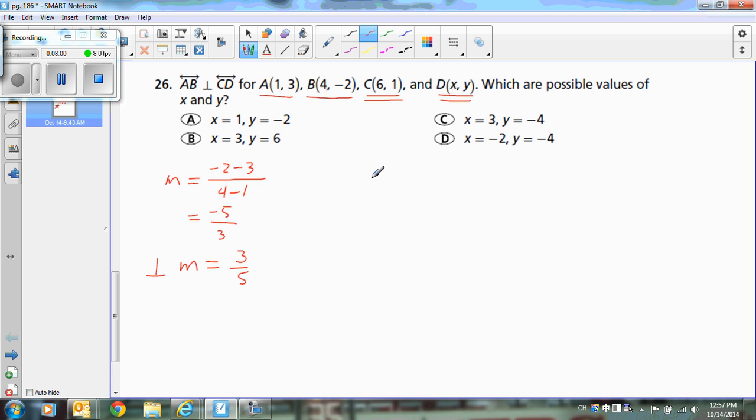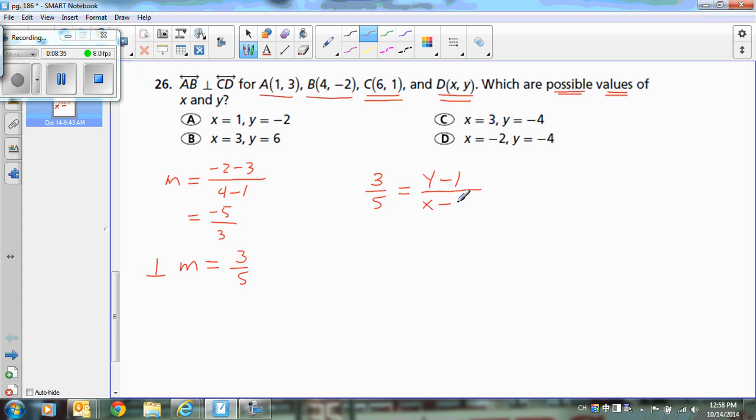Now, notice that it says which are the possible values of x and y. So we may have to do this two different ways. So I'm going to do it one way. I'm going to take the slope of line CD. Line CD would have a slope of 3/5. Remember, it's the opposite reciprocal of the slope of line AB. Now, how do we find slope again? Difference in y's on top, so that would be y minus 1 on top, and on the bottom, difference in x's, so that would be x minus 6.